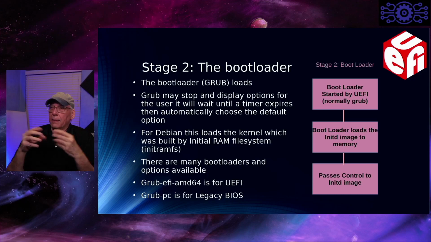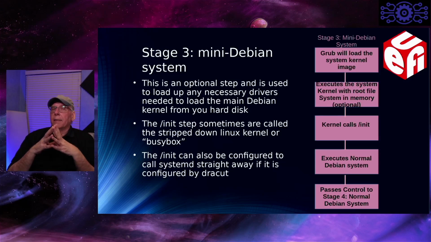Once GRUB has determined where the location of your kernel is, it passes control to that image, and that image starts to execute. This is known as stage three, also called the mini Debian system. It's basically a stripped down kernel. It only has enough configuration in order to bring up the necessary drivers that it needs in order to find and load the main Debian kernel.